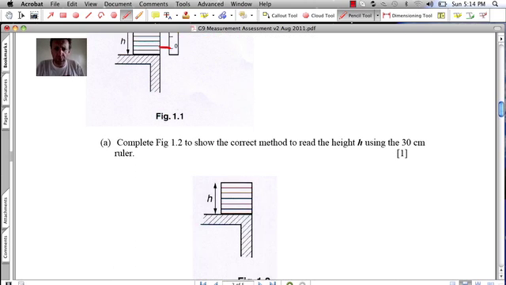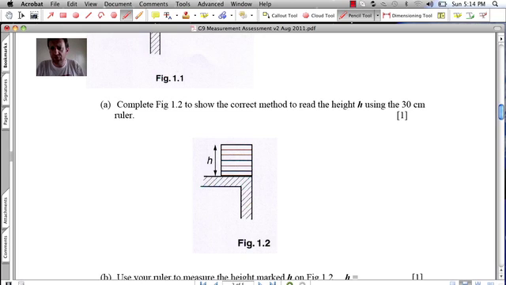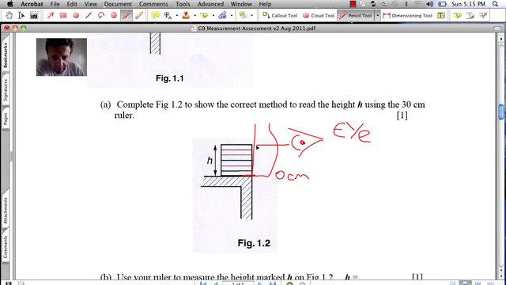This needs to be fixed. Complete figure 1.2 to show the correct method to read the height h using the 30 cm ruler. Well, you probably want to get your ruler and actually start. That's not a very good drawing of a ruler. Your 0 cm is aligned with the bottom of the block that you're measuring. And if you want to take a reading, this is an eye, by the way. It's not a very good drawing of an eye. You want to make sure that your eye is level with the thing that you're reading so that you don't get a systematic error. Either of these two reasonable suggestions will get you 1 mark.